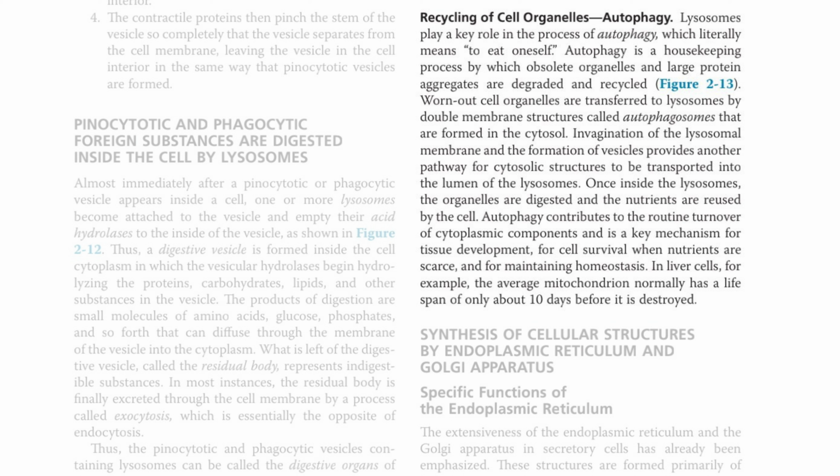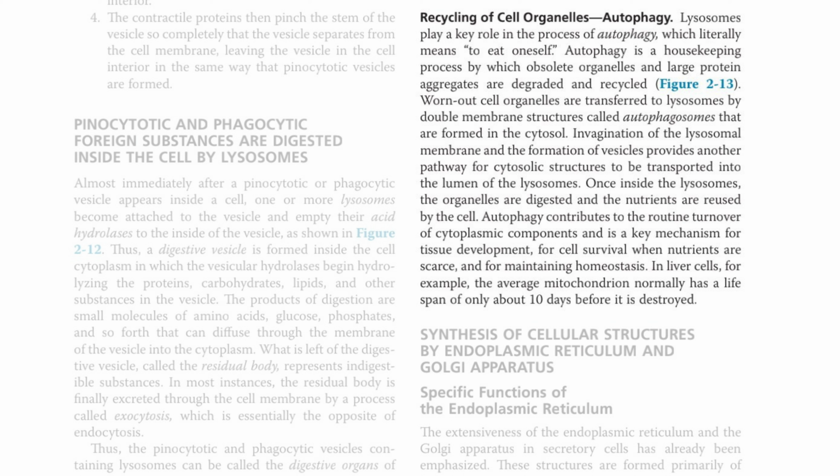Recycling of cell organelles: autophagy. Lysosomes play a key role in the process of autophagy, which literally means to eat oneself. Autophagy is a housekeeping process by which obsolete organelles and large protein aggregates are degraded and recycled, Figure 2-13. Worn-out cell organelles are transferred to lysosomes by double membrane structures called autophagosomes that are formed in the cytosol. Invagination of the lysosomal membrane and the formation of vesicles provides another pathway for cytosolic structures to be transported into the lumen of the lysosomes.